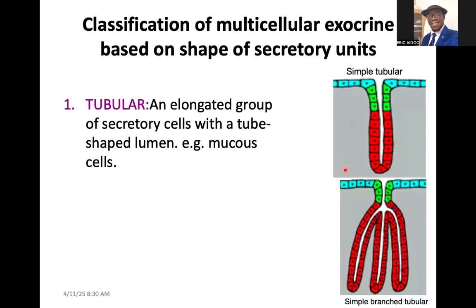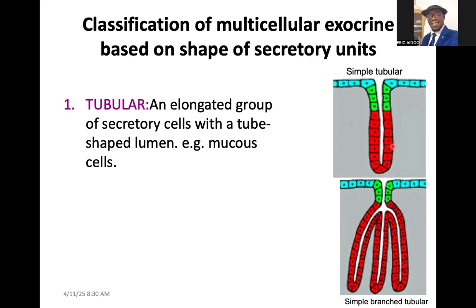Then you can classify multicellular glands, which are also exocrine, based on the shape of their secretory units. All right, so they can be tubular like this, okay, and as you can see, this portion, which is light blue, is the epithelium, and it's the epithelium that grows downwards to form the gland. And I already said that portions of the invagination, the downgrowth, will differentiate to form secretory cells. Others will not be able to secrete, they will just be ducts.